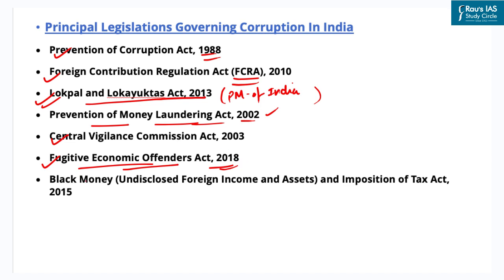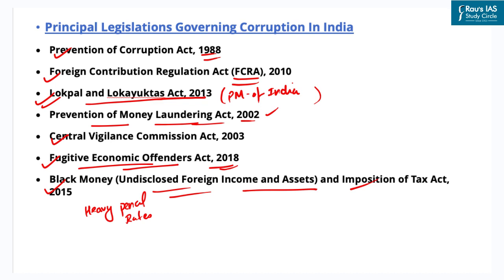The government has also brought in the Black Money, Undisclosed Foreign Income and Assets Act in 2015, and under this act, heavy penal rates of tax are imposed on any undisclosed asset or evasion of any income that is held abroad by a person, and it also lays down the provisions for punishment regarding the non-disclosure of income. So these were the principal legislations present in India to counter corruption.